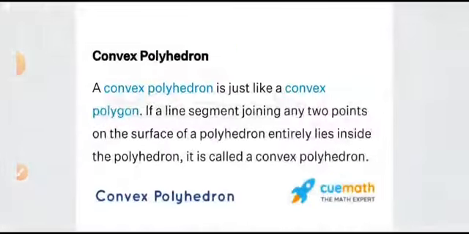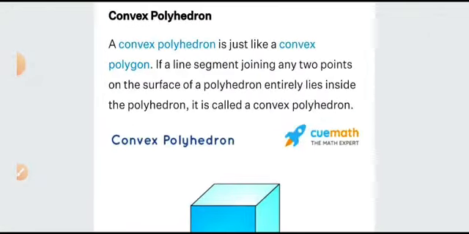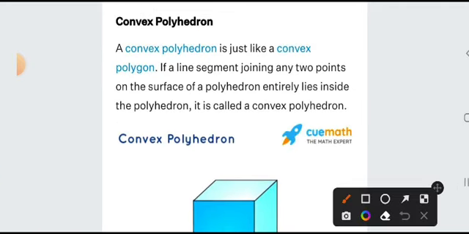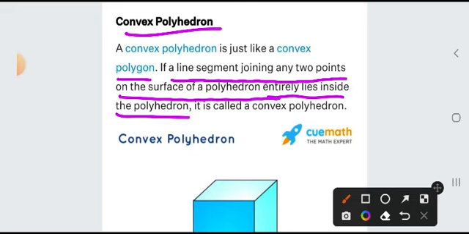Let me show you other kinds of definitions. A convex polyhedron is just like a convex polygon: if a line segment joining any two points on the surface of the polyhedron lies entirely inside the polyhedron, it is called a convex polyhedron.